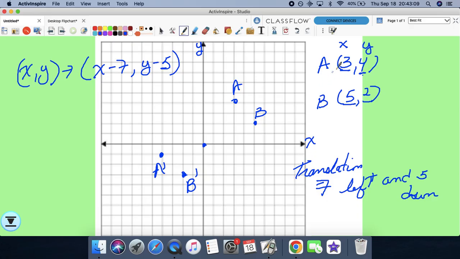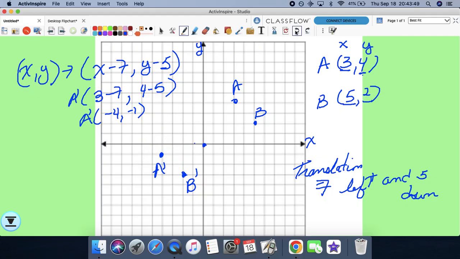So if you think about it, let's just take point A and use the rule. The x value was 3, and it went left 7, and then y was 4, and we have to subtract 5 from it. So 3 minus 7 is -4, and 4 minus 5 is -1. Point A prime landed on -4, -1. Am I correct? Watch. 1, 2, 3, 4, and guess what? 1 down. That is -4, -1.